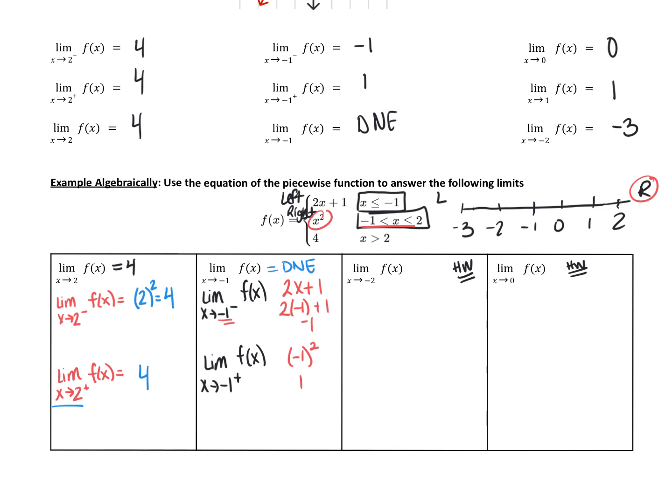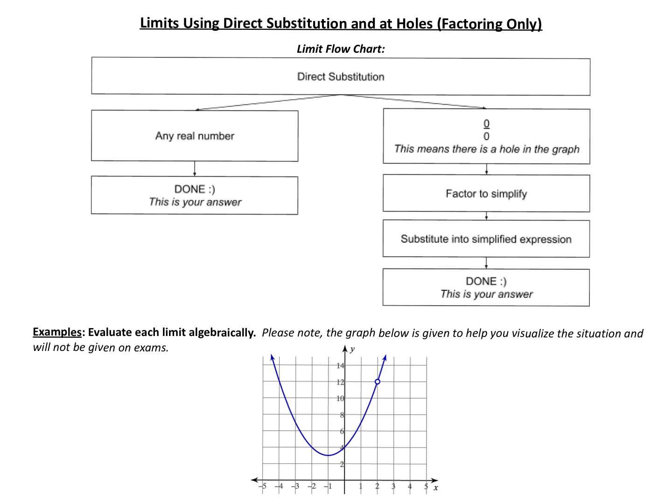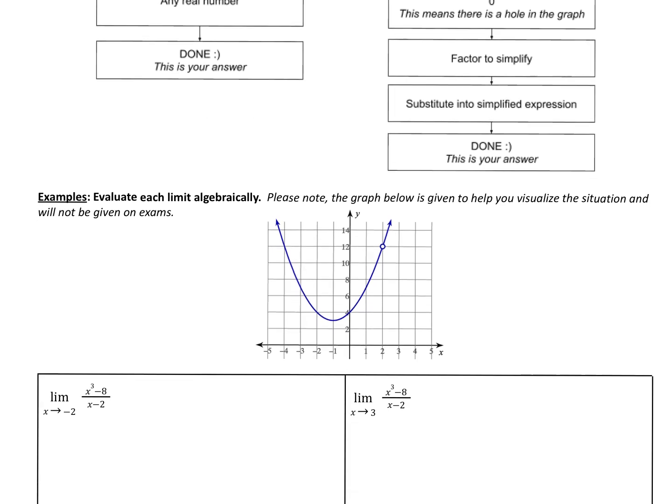Let's jump to the next page now. Okay, so let's talk about direct substitution at holes. So this limit flow chart is kind of what I want to use, and we're going to build upon it as we do more limits. The first thing you always want to do when doing a limit algebraically is use direct substitution. If you get any real number, life is beautiful, you are done, and that is your answer. If by chance you get 0/0, that means that there's a hole in the graph, and we have to do some algebraic manipulation so that we can find the limit. We will factor to simplify the expression, and then we'll substitute that value back into the simplified expression, and then we're done.